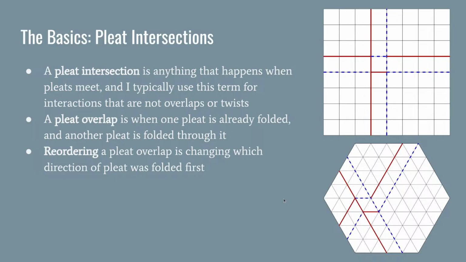And continuing onwards, pleat intersections. Pleat intersections are anything that happens where pleats meet. I typically reserve this term, pleat intersection, for something that's not more specific, like a pleat overlap, where one pleat has been folded first and the other pleat is folded second. So pleat overlap. And these are the crease patterns for pleat overlaps in the square and triangle grids.